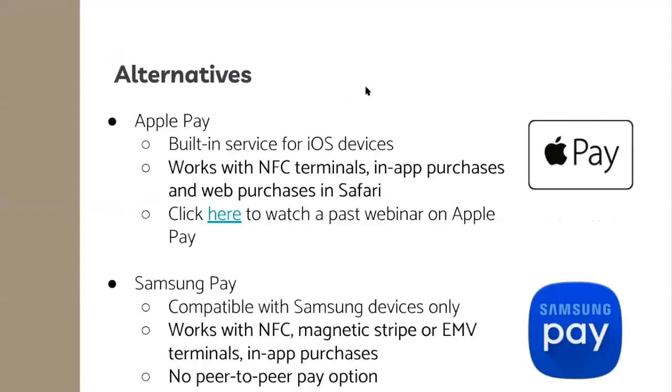Some alternatives, if Google Pay is inaccessible to you: you can use Apple Pay, which is a built-in service for iOS devices. It works with NFC terminals, in-app purchases, and web purchases in Safari. And on Samsung, they have Samsung Pay, which is compatible with Samsung devices only. It works with NFC, magnetic stripe, or EMV terminals and in-app purchases. And there is no peer-to-peer pay option.